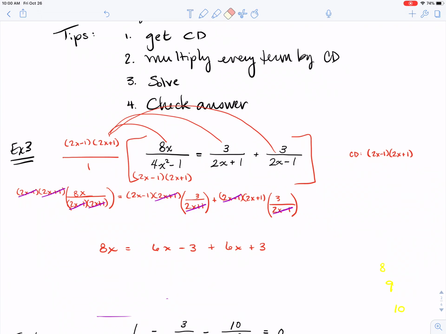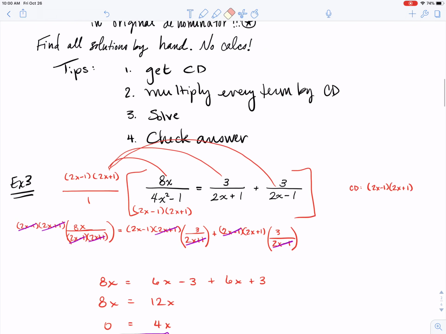Now I'm just ready to combine my like terms. So I'm going to have an 8x is equal to a 12x. Let's get all my terms on one side. So subtract 8x on both sides. That'll give me a 0 equals 4x. And then divide on both sides by 4, and that will give me an x equals 0.